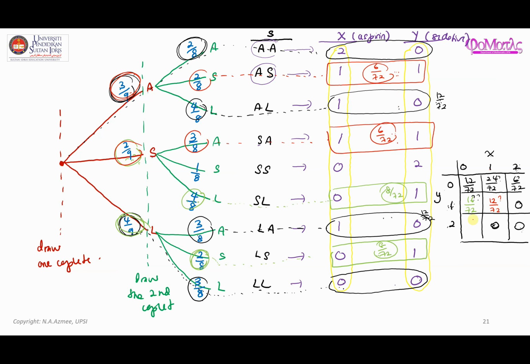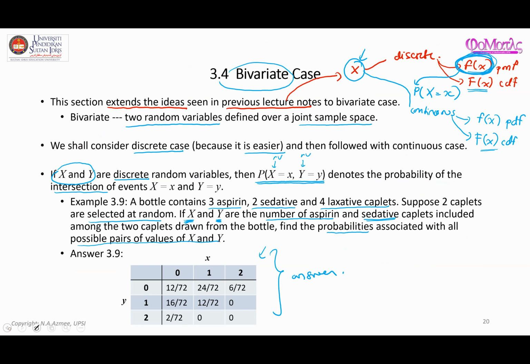Now, finally, we are looking at this event here, which is y is 2 and x is 0, which is this one. This is the only event left. And the probability of that is 2 over 9 times 1 over 8. So this is 2 over 72. So this is the table which you have seen obtained in this answer part over here. So that's the probability.